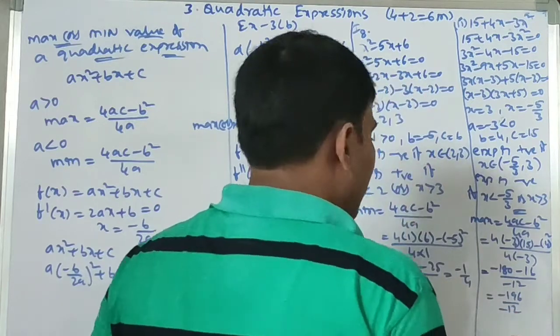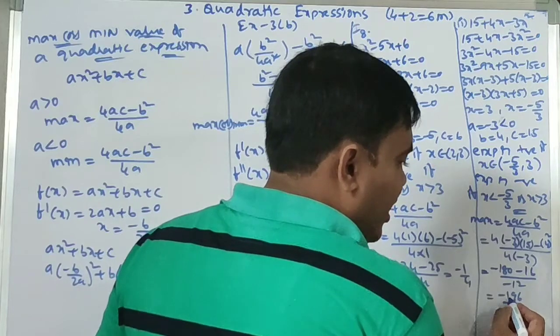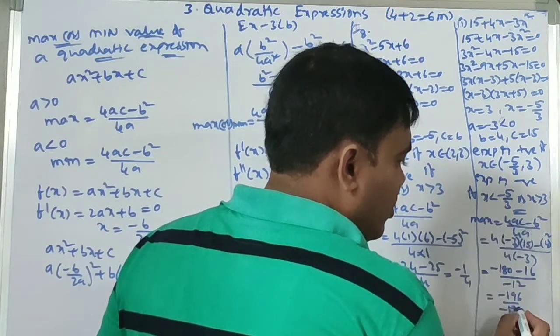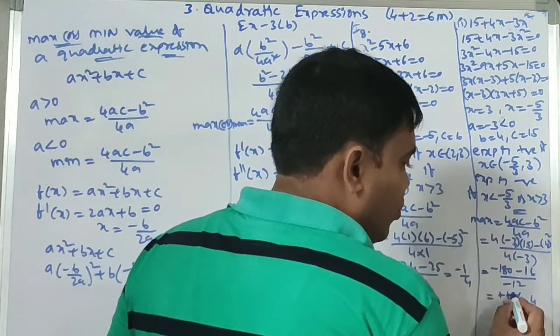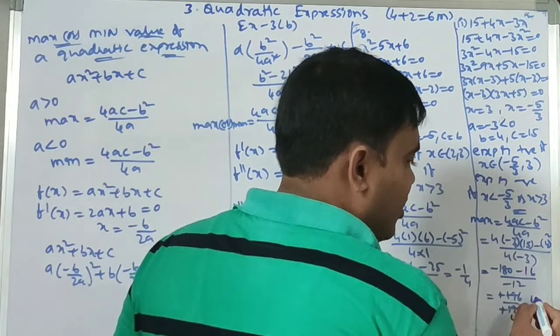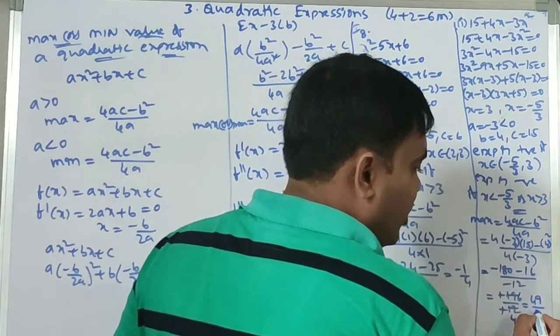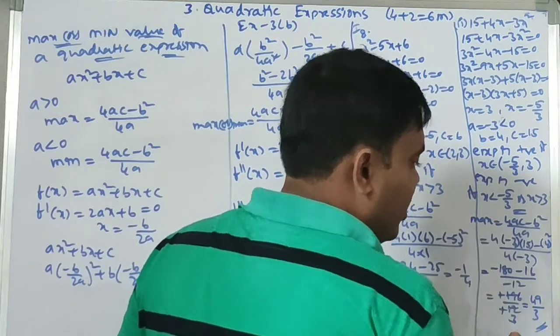Minus minus cancel. So cancel with 4. 4 into 4 is 16, 4 into 9 is 36. So 49 by, cancel with 4, we are getting 3. 49 by 3.